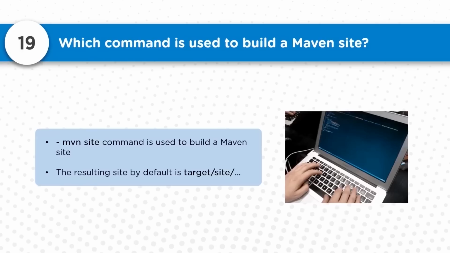So what exactly is the command to use to create a Maven site? mvn site is used to create a Maven site. Usually whatever artifacts are prepared will be prepared in the target directory. So here also you will be able to see a site directory in the target directory, which you can refer to for the site documentation.